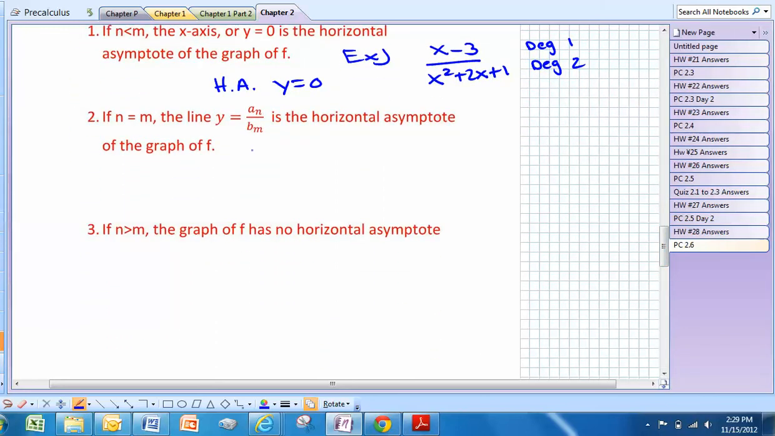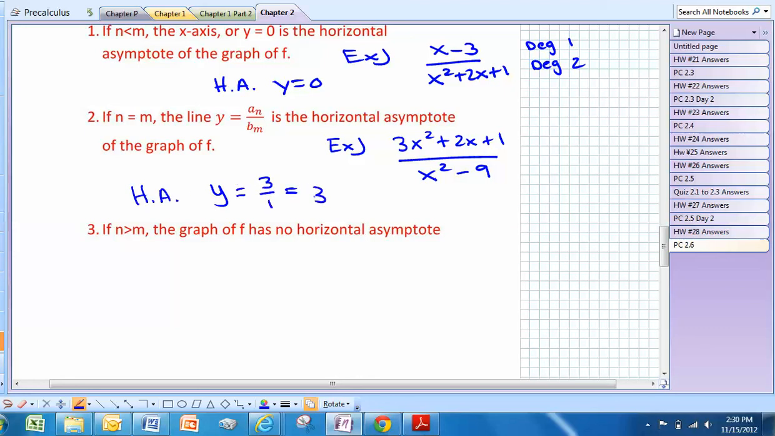Number 2, it says if the degrees are the same, so for example here, if you had 3x squared plus 2x plus 1 over x squared minus 9, notice the degrees are the same, then you take the leading coefficients of each one, so in this case 3 and 1, and you divide them. So your horizontal asymptote in this case would be y equals 3 over 1, which is 3. So y equals 3 would be the horizontal asymptote.